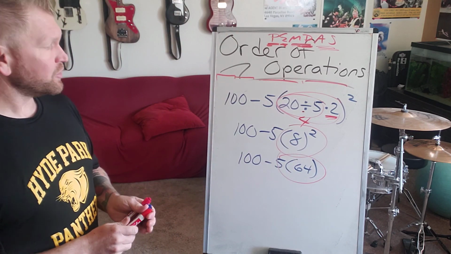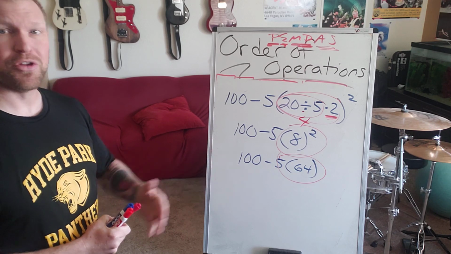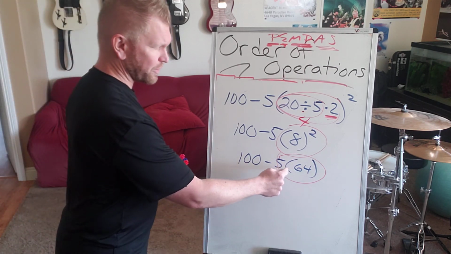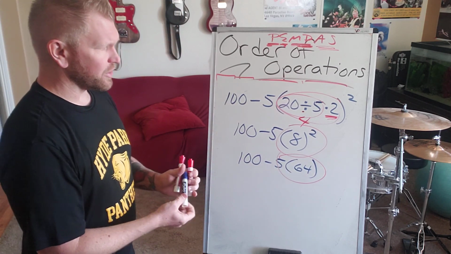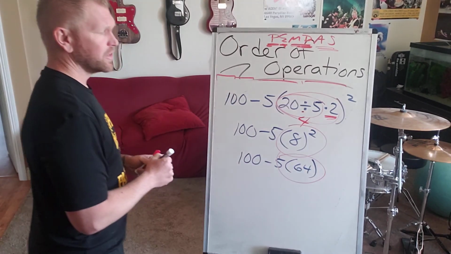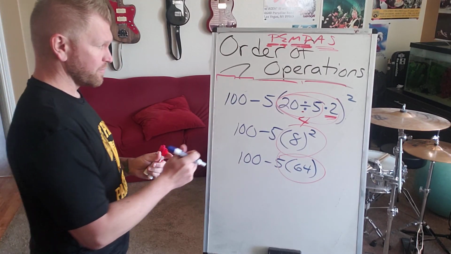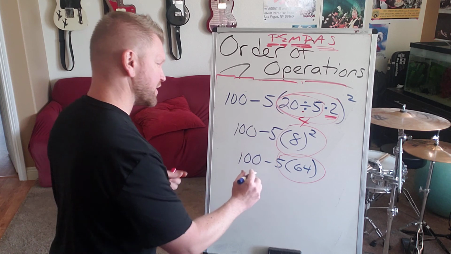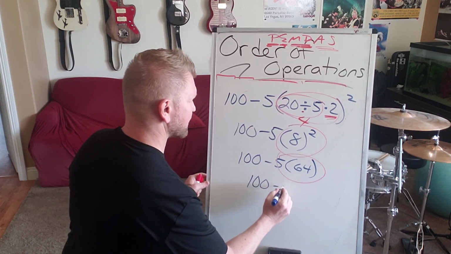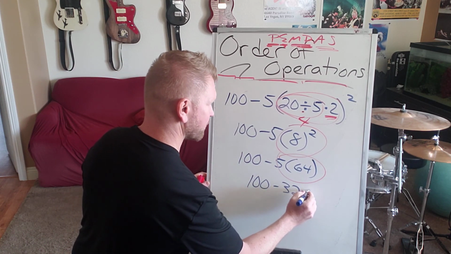Okay, so now we've got 100 minus 5 times 64. We have to multiply 5 times 64. So go ahead and multiply 5 times 64. If you don't know what it equals, go off to the side and do a little scratch work. And it's going to equal 320. So if this is 320, bring everything down. We bring down 100 minus 320.